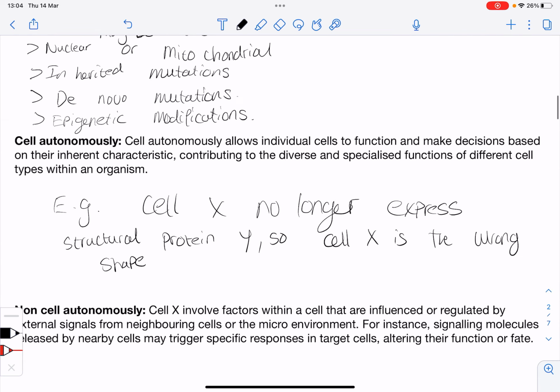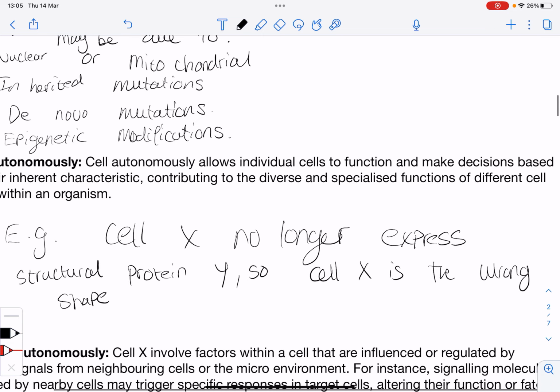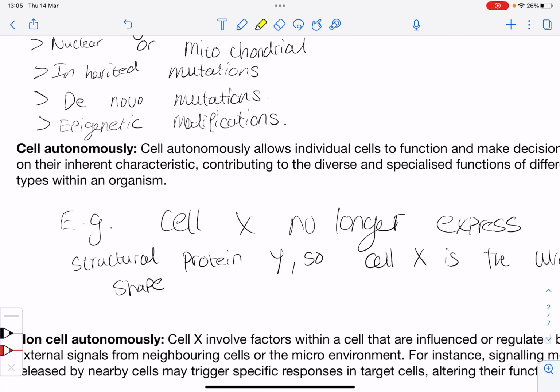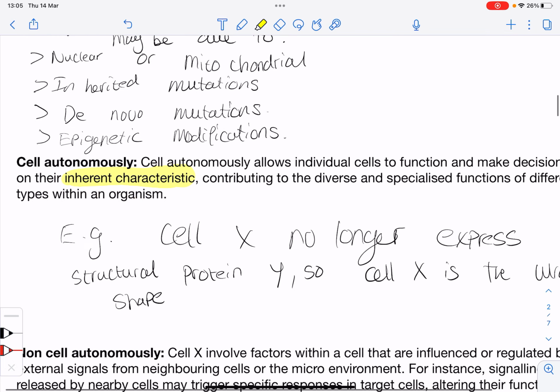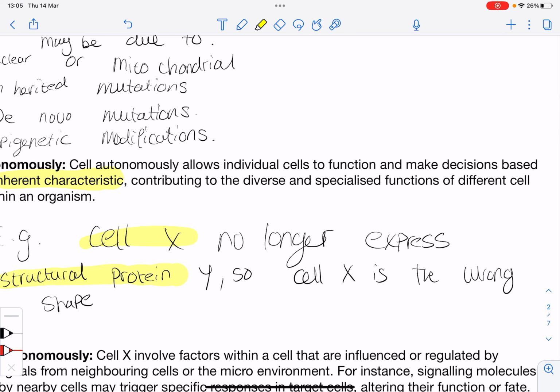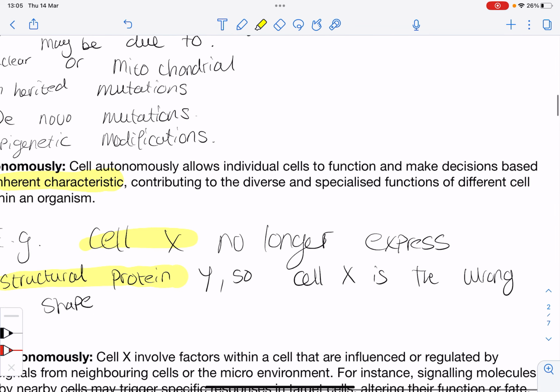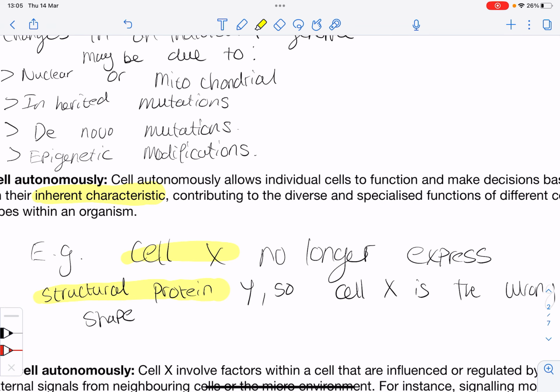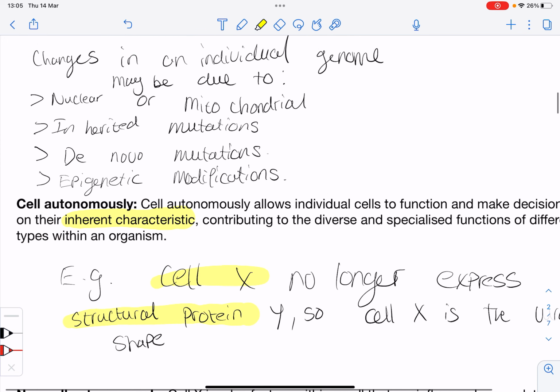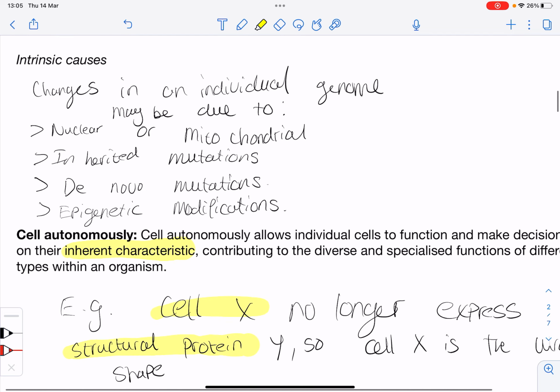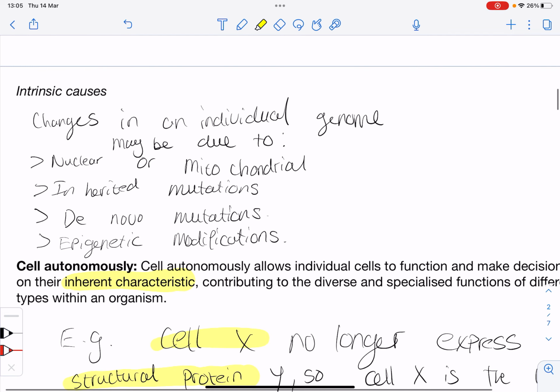So if we read it again, cell autonomous allows individual cells to function and make decisions based on their inherited characteristics. So with inherited characteristics, we're looking at the structure of cell X. And this contributes to a diverse and specialized function of different cell types within an organism, so it affects other cells around it. If cell X no longer expresses the structural protein Y, cell X is the wrong shape and it may affect other cells around it. It may not bind to a specific receptor, as an example. So cell autonomous is an intrinsic cause.